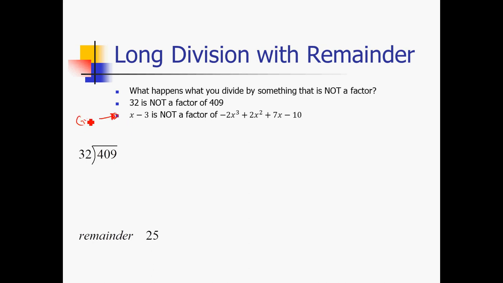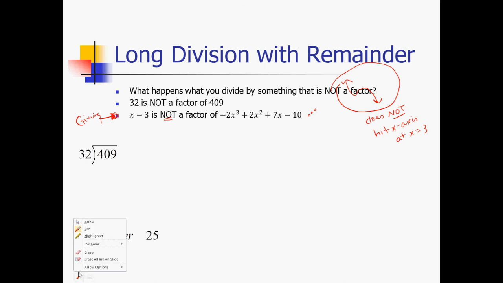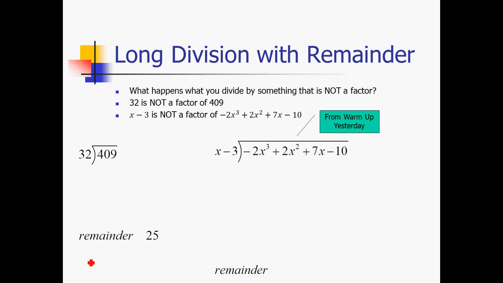Firstly, I am giving you x minus 3, which is not a factor of this cubic, which means, in my thought bubble, the graph of negative 2x squared, x cubed, does not have an x-intercept at 3. Remember, x-intercept, linear factor. They are related. So if x minus 3 is not a factor, that doesn't mean I can't divide. It just means when I divide, I'm not going to get the other factors. But I am going to divide.